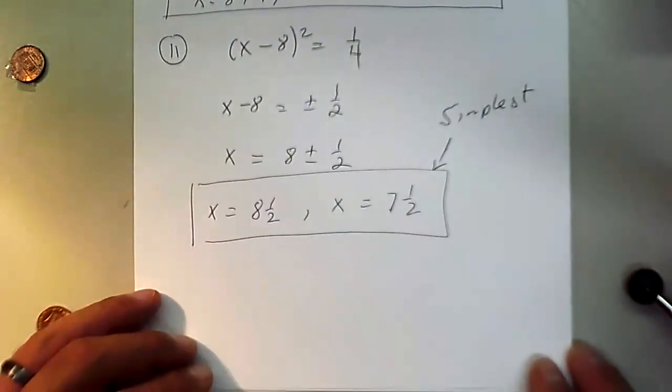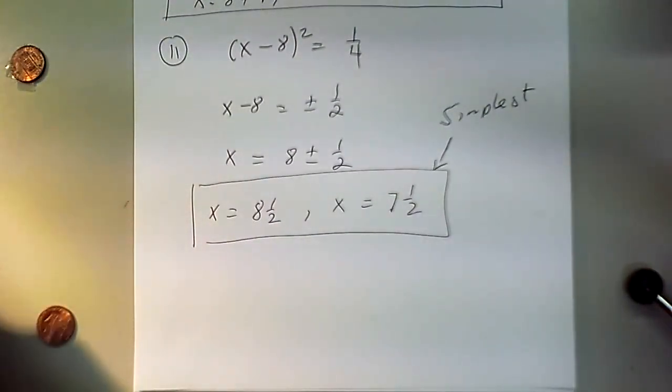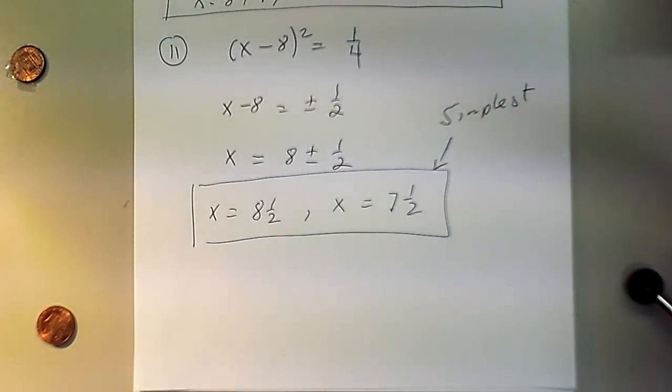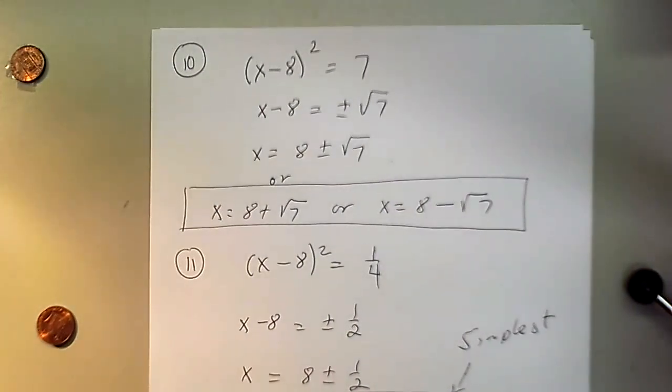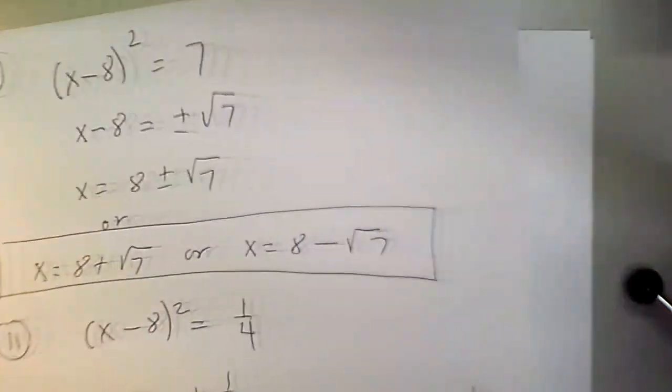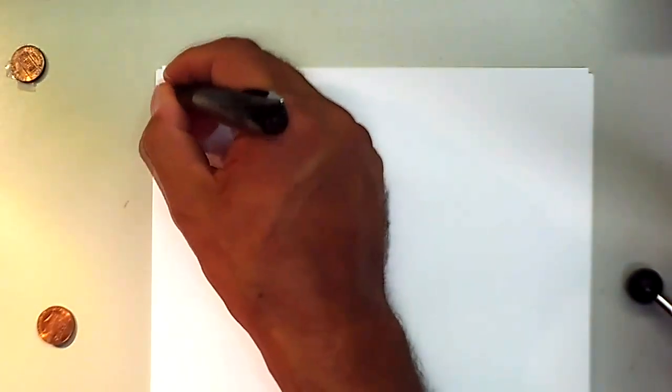Yep. So that is the square root method. Oh, we have the completing the square method now. Yeah. So we're going to go to example 12.